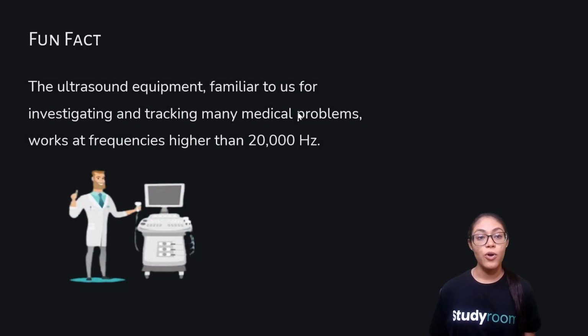So this was all for this video. We learned the definition of amplitude, frequency, pitch, how these factors affect sound, what loudness is, how it is related to amplitude, and we saw some fun facts about frequencies. We also learned that the range of frequencies humans can hear is 20 to 20,000 hertz.